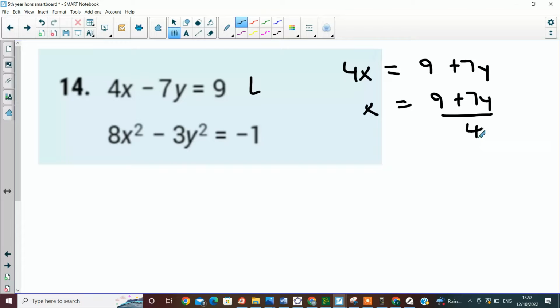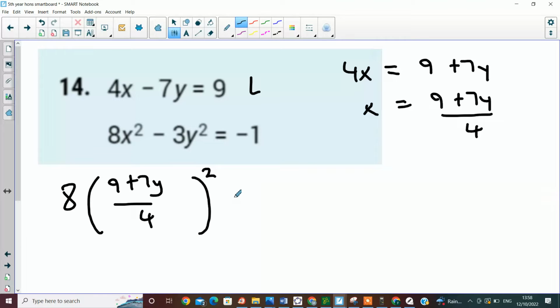Then we go down to the equation here. See the 8? Anywhere we see x, we're going to have to put in 9 plus 7y over 4. Now that's a tricky one. Unfortunately, we couldn't avoid the fraction. We were getting a fraction either way. So here's what I suggest.